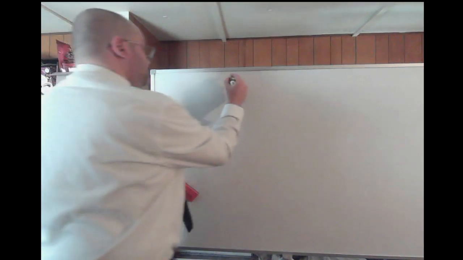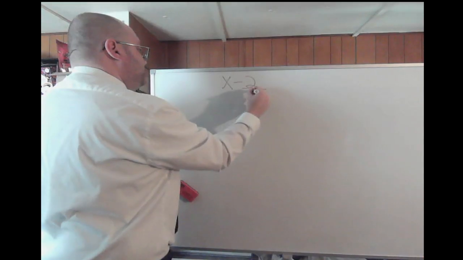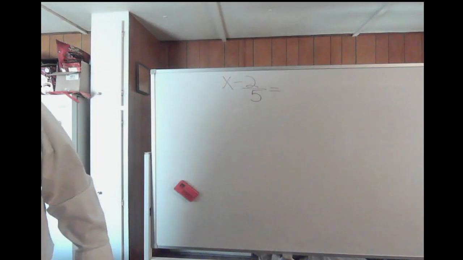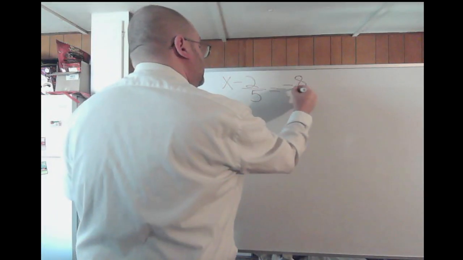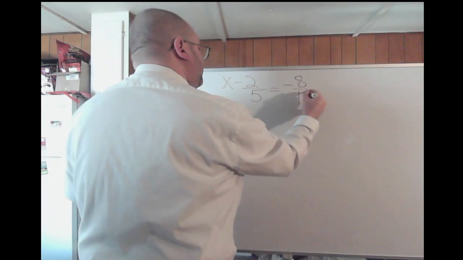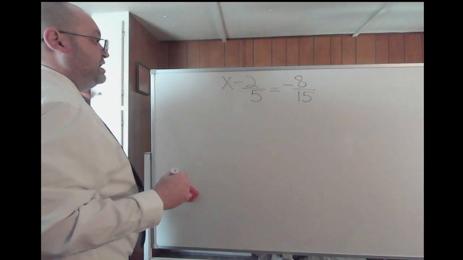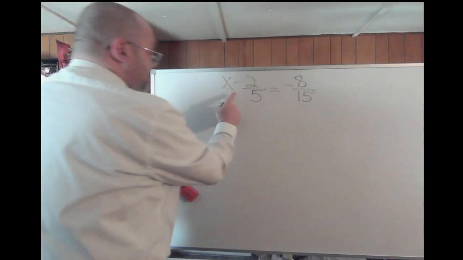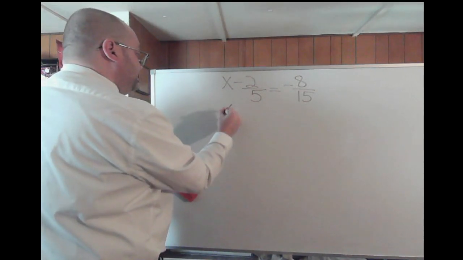All right. So let's see. We have x minus 2/5 equals negative 8/15. So x minus 2/5 equals negative 8/15. Well, what we got to do here to start off with, we want to get x by itself. We have a negative 2/5, so we need to add 2/5 in order to make that happen.